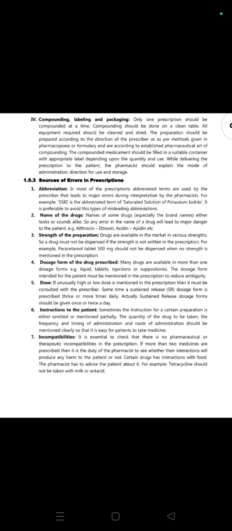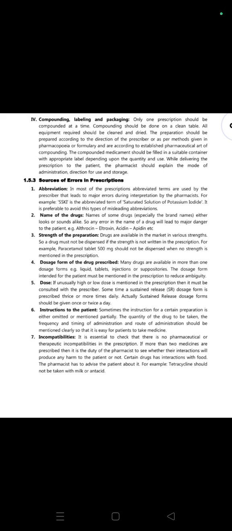Instructions to the patient. Sometimes the instruction for a certain preparation is either omitted or mentioned partially. The quantity of the drug to be taken, the frequency and timing of administration, and the route of administration should be mentioned clearly so that it is easy for patients to take the medicine.